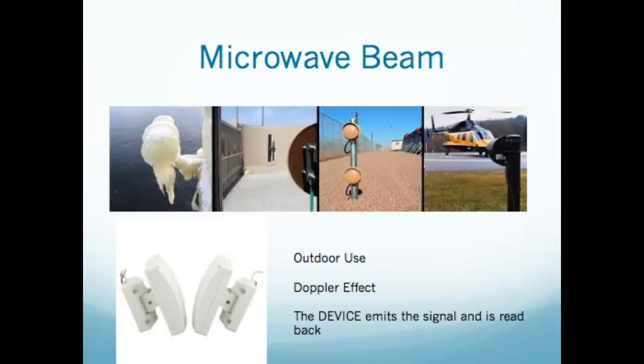But they emit something. So instead of just reading the heat that's being sent to the device, they're actually sending out a microwave beam, and using the Doppler effect, the change in the wavelength of that beam when it hits something, it will tell you whether something has crossed the beam. Very expensive, again, unless you're in a military, an airport, a prison, something with a very long distance.